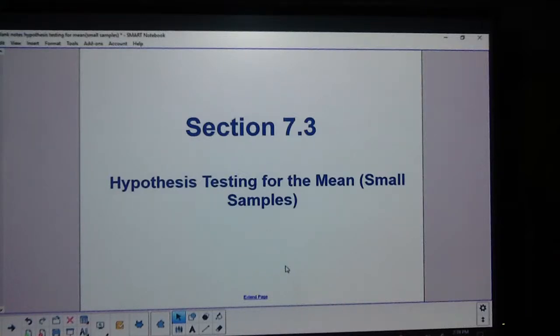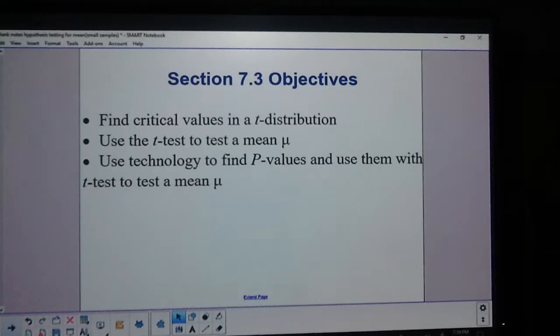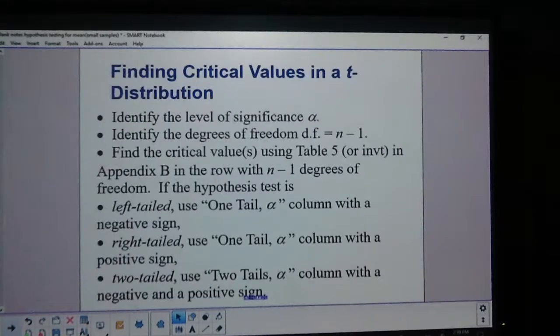Section 7.3, hypothesis testing for the mean. These are our smaller samples. We're going to find critical values in a t-distribution. Instead of the z, it's a t-distribution. We're going to use a t-test to test a mean, mu, and then we're going to use our calculators to find the p-values and also t-values if we want to test the mean.